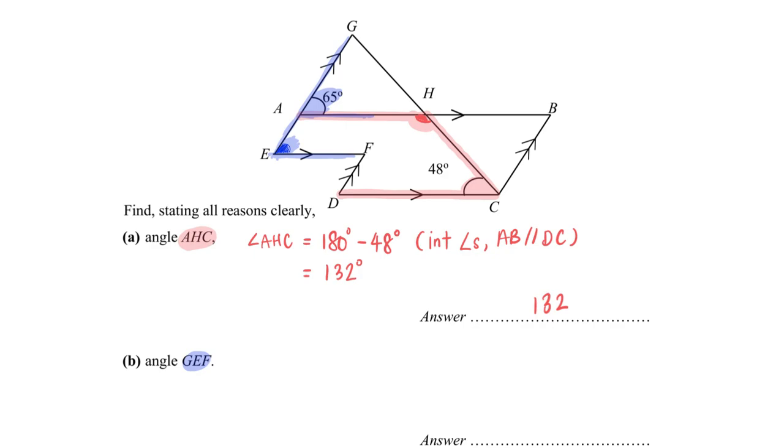for this particular question, my angle GEF is equal to 65 degrees, because it is equal to GAH, because they are corresponding angles, with AB parallel to EF. So this is equal to 65 degrees.